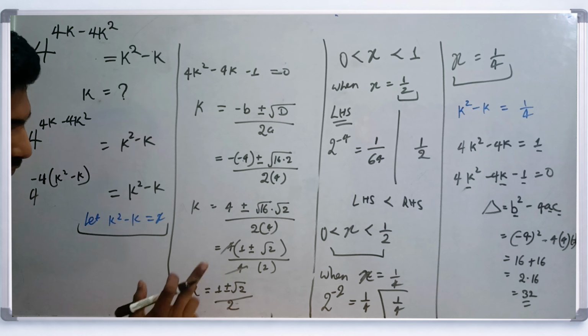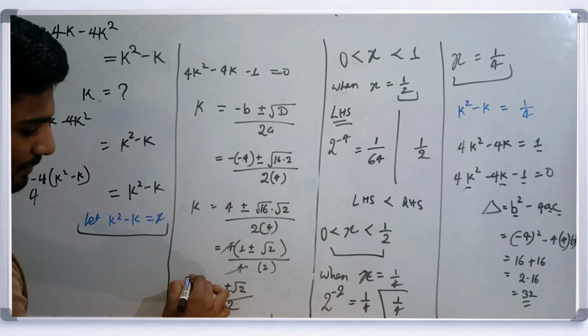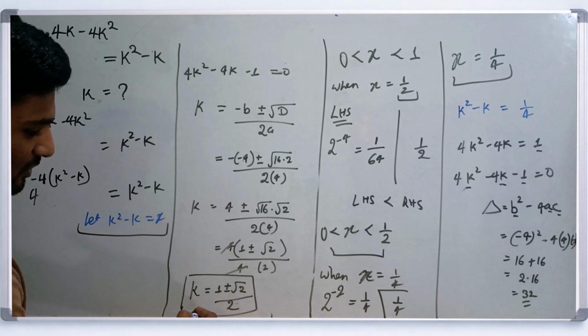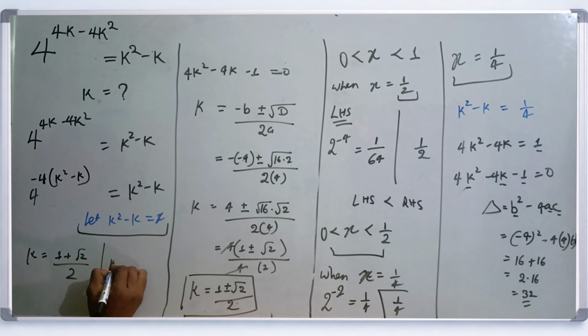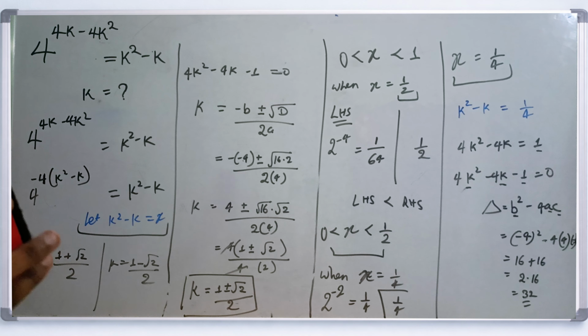So we have got the two values of k, which is k is equal to 1 plus root 2 over 2, and the other value is k is equal to 1 minus root 2 over 2. So now I am not going to check whether the value is satisfying or not, because I am sure it's satisfying. You need to comment after checking by yourself, what do you think.